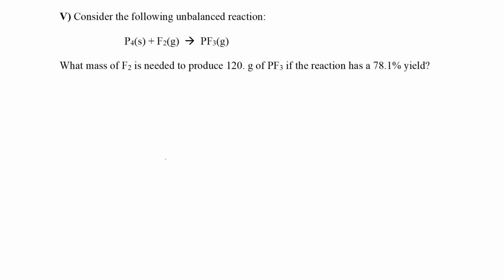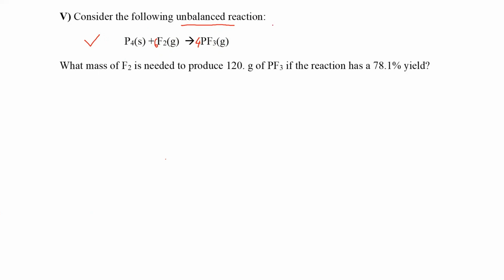The exercise number 5, so consider the following unbalanced reaction. Here you know that the reaction is unbalanced because it's already said here. Let me get my pen. We have phosphorus to react with fluorine gas to give phosphorus trifluoride gas. Okay, so let's start by balancing the reaction. We have 4 phosphorus on this side, so we need 4 here. 4 times 3, 12. We have only 2, so we multiply by 6. So our reaction is balanced.